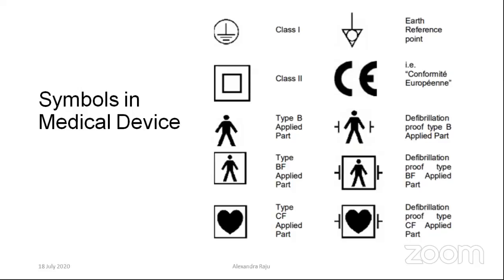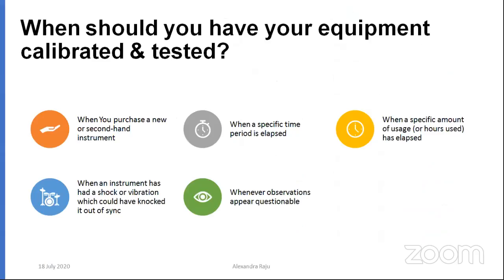Yeah, ECG. So the ECG leads area will be having this CF with defib protected symbol. That means that we can apply the defibrillator even though the ECG leads are connected. If it is non-defibrillator protected, the equipment can be damaged by the defibrillator shock. So, next slide, sir. These are the major symbols that are available in medical devices.